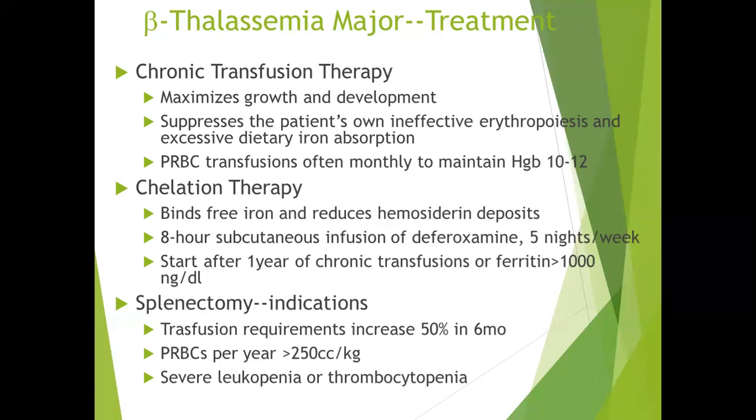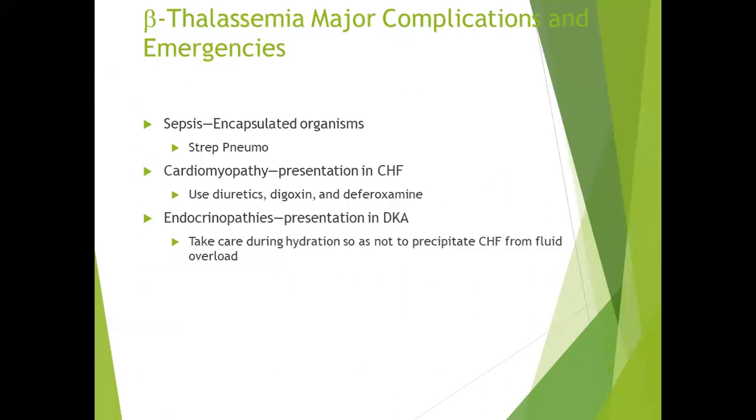Other indications are that if the transfusion required doubles, or it increased by 50% in 6 months, or our packed red blood cells transfusion per year is more than 250 cc per kg. So all these are the indications of splenectomy. You need to vaccinate the child against the encapsulated organisms before going for splenectomy.